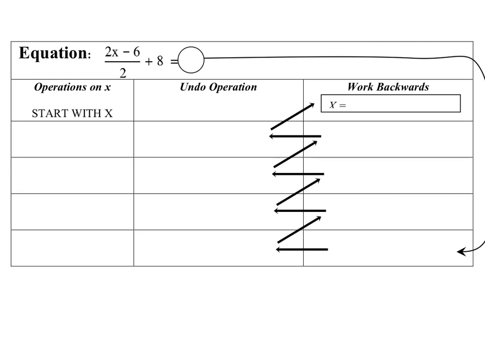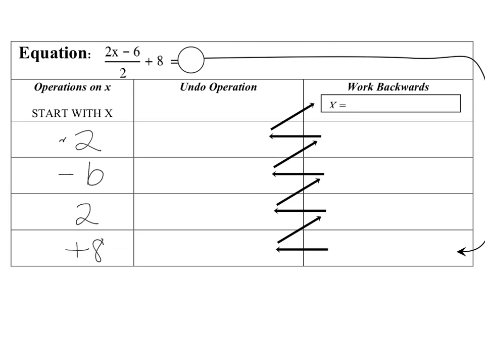Awesome! All right. So if you take a look at what we have here, we have this expression, and we have an order of operations. So if we start with x, what's the first thing I'm going to have him do to x? I'm going to have him multiply by 2. And after he multiplies by 2, he's going to subtract 6. I'm just following the order of operations here, and then he's going to divide by 2, and then he's going to add 8.